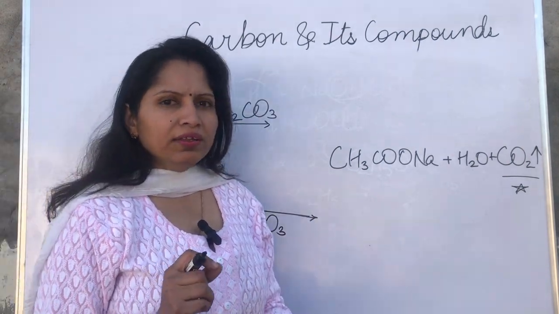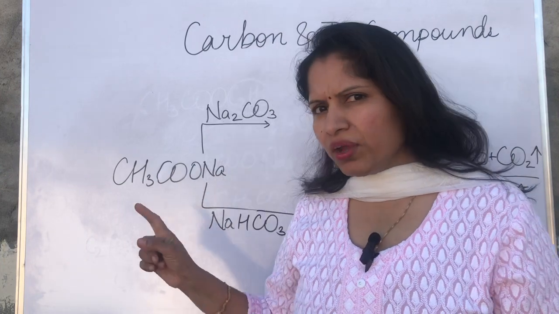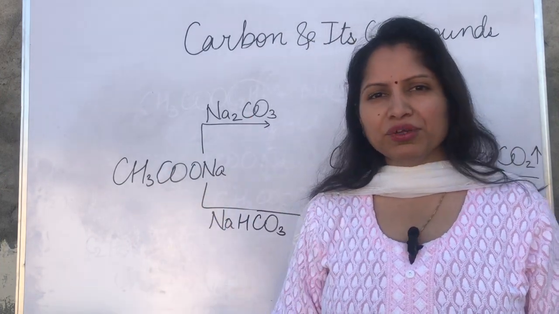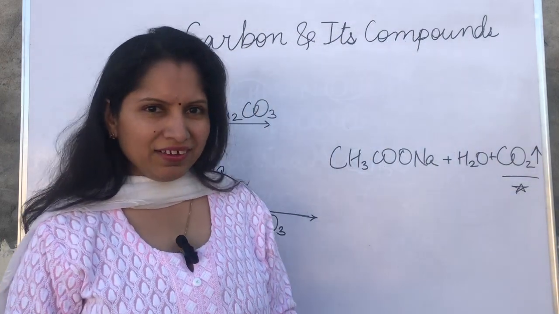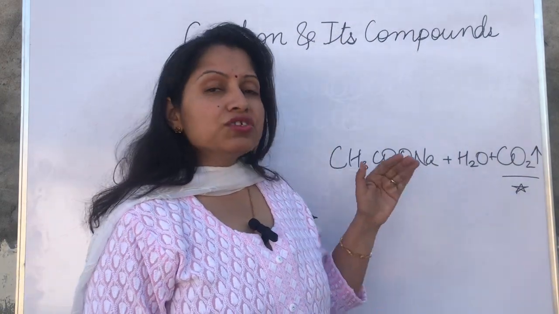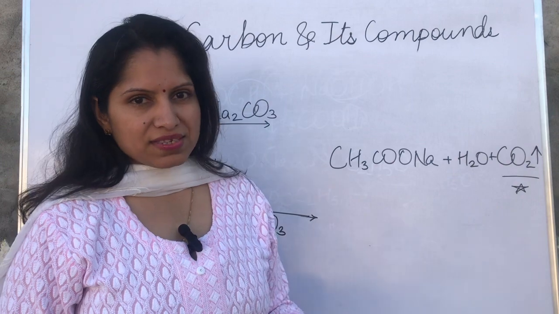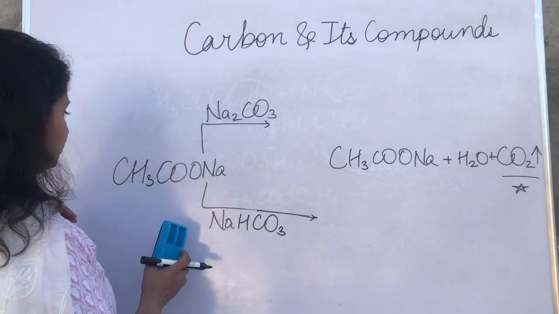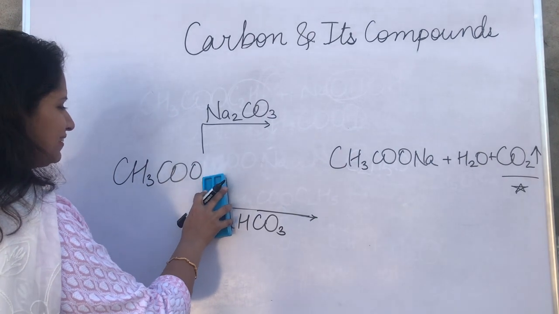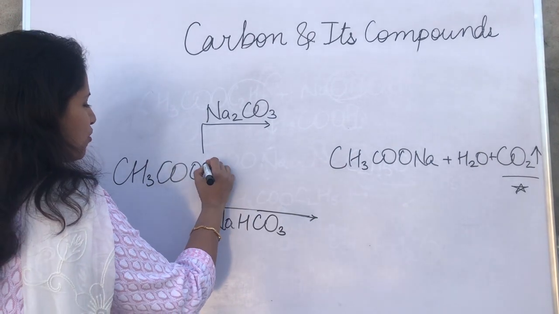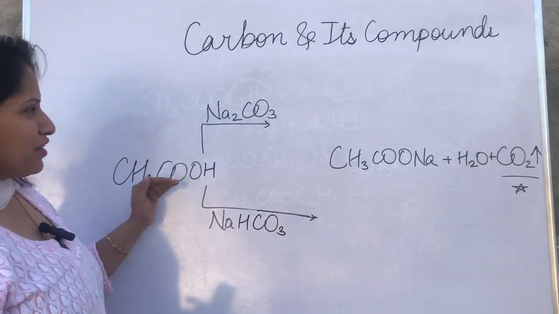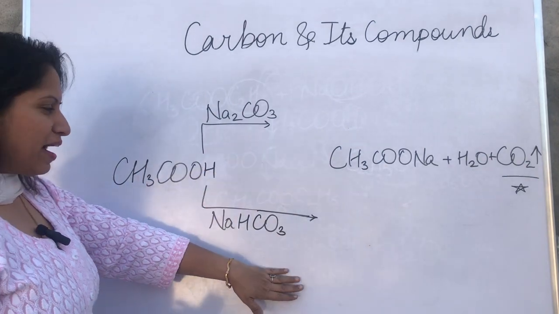One thing, can you guess why ethanoic acid reacts with these salts, sodium carbonate and sodium bicarbonate? Pause the video and think. Because these two are basic salts, and since they are basic salts, they are going to react with an acid. Again, it's the carboxylic acid, CH3COOH, that is going to react with sodium carbonate and sodium bicarbonate.